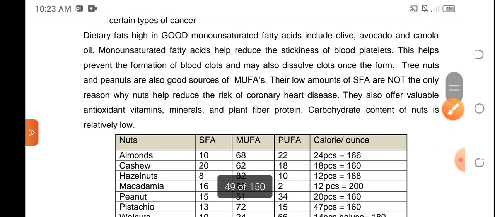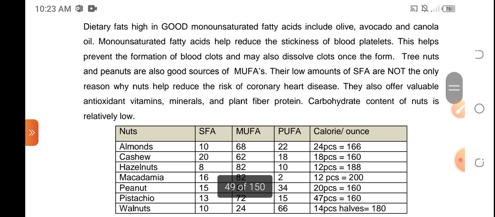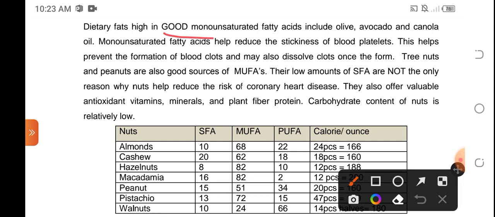Now, for the dietary fat, high in good monounsaturated fatty acids include, ito yung mga yun, olive oil, avocado oil, canola oil. Now, this monounsaturated fat still could reduce the stickiness of the blood platelets. It could also prevent the formation of blood clots.